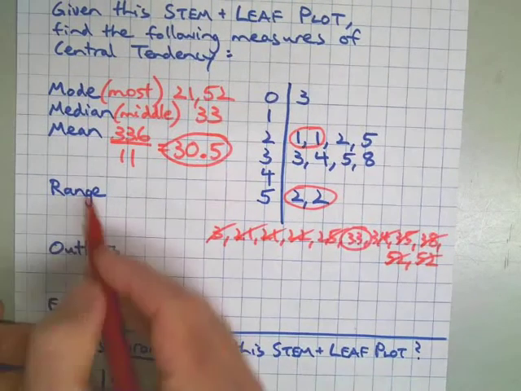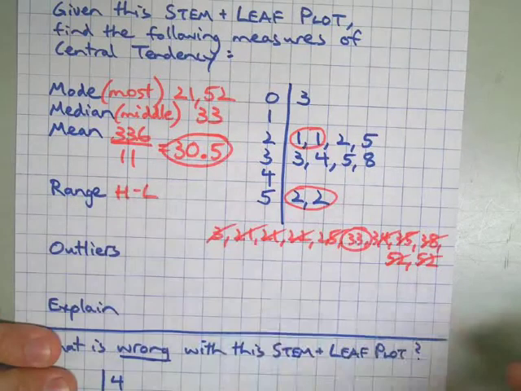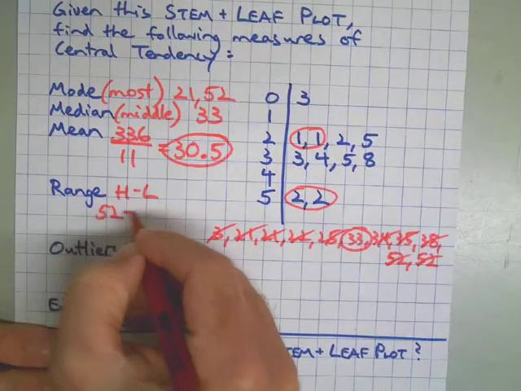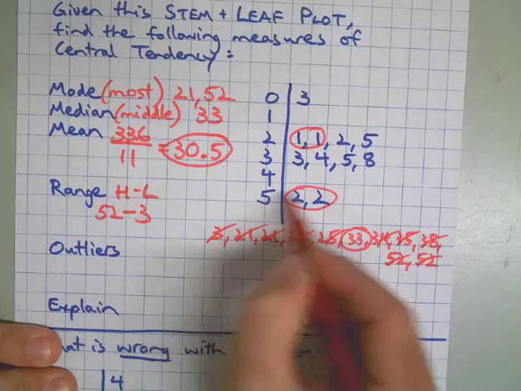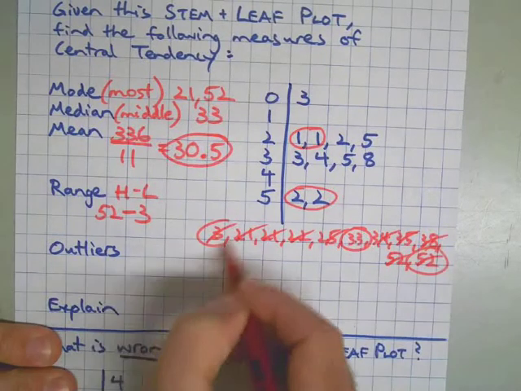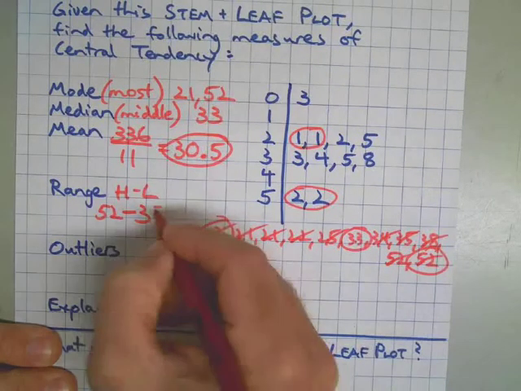Okay? The range, highest minus lowest, so that's 52 minus 3, right? There's the highest number, there's the lowest number. Subtract, the range is 49.